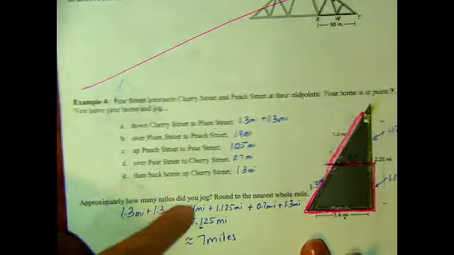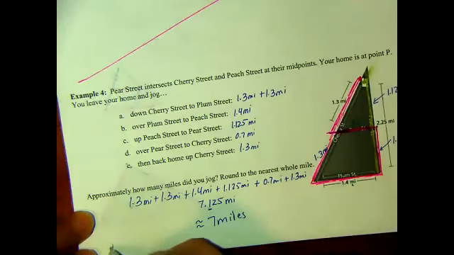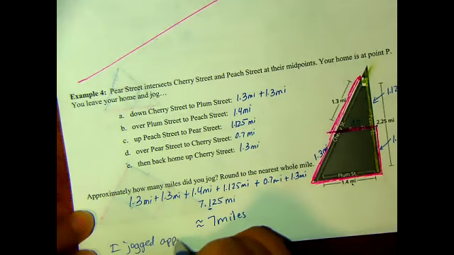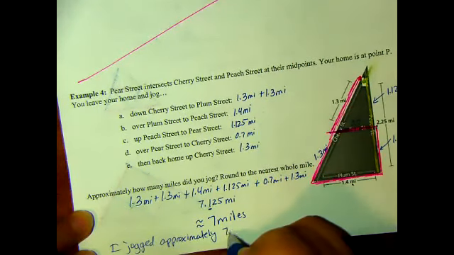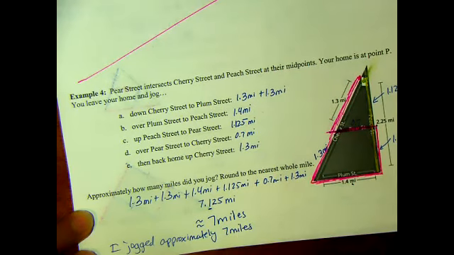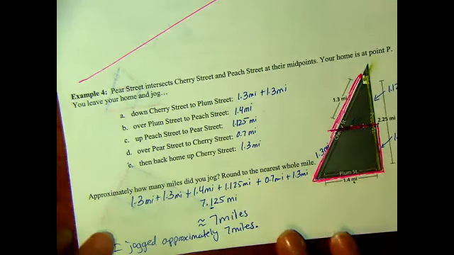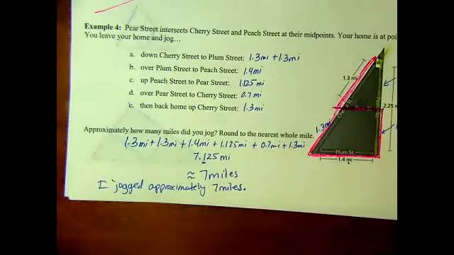So approximately how many miles did you jog? I jogged approximately 7 miles. And at the end of that, I'm going to say in my dreams, because that probably will never happen. For me personally.